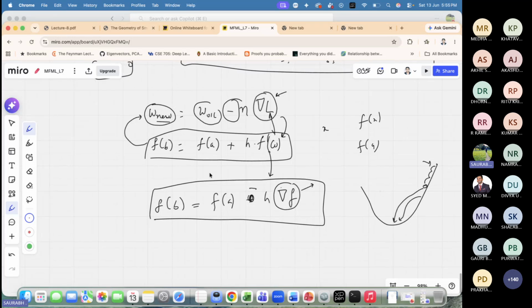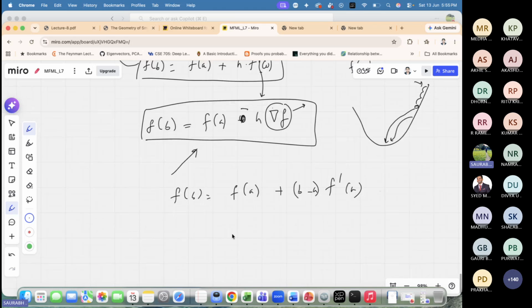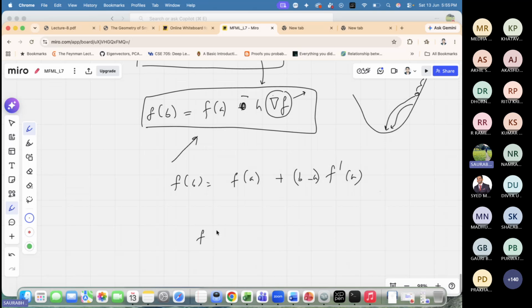Now why has the mean value theorem been taught to you? Because this entire idea of f of b is equal to f of a plus b minus a times f dash a basically came from the same idea, right? Which tells you f dash c is equal to f of b minus f of a by b minus a. So from here we move to the Taylor series, and from the Taylor series we move to gradient descent. That's why.